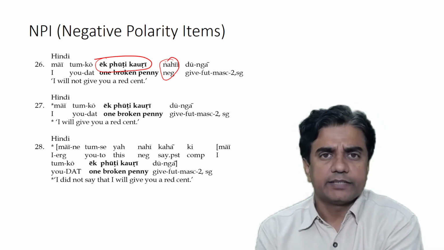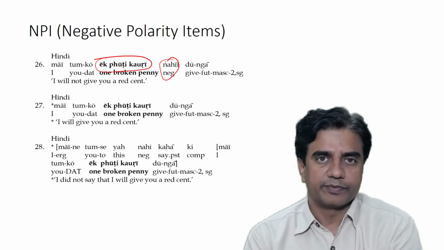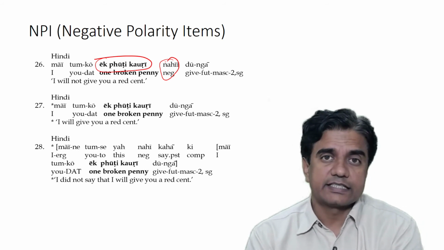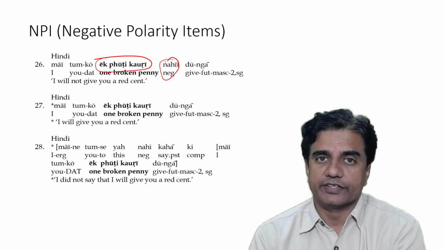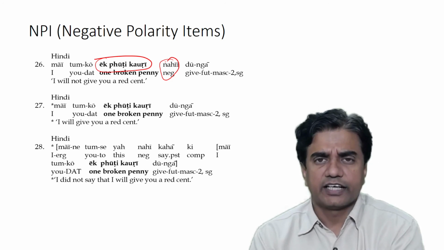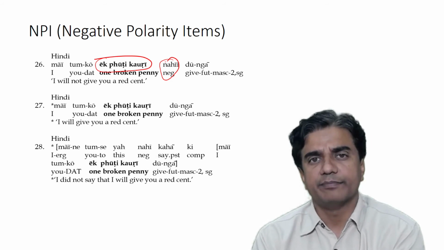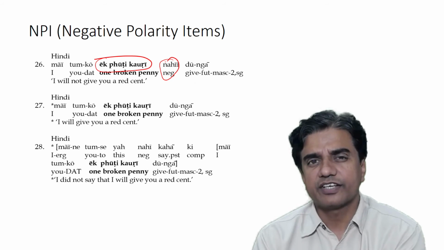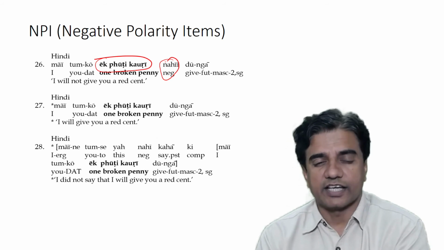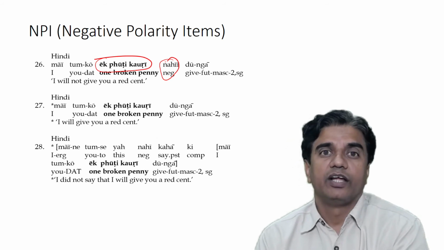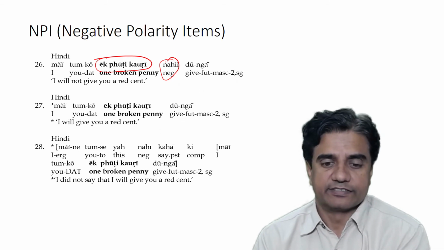This type of negative polarity item is also known as a strict type, meaning that these types can only be licensed by a negative element. I mentioned a little earlier, and I am going to demonstrate, that there are some negative polarity elements which can have their meaning even in the absence of negation, but in certain very specified contexts. However, with these types, such as ek fuuti kauri, no other context but negation can license it.